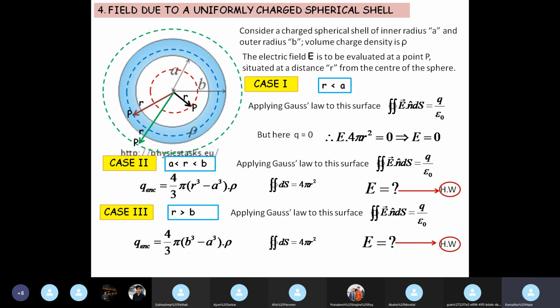So once again I want you to put these values in Gauss's law and find the value of the electric field. So you have two homework problems today, two small bits of work to be done. One is to find the electric field when r is between a and b for the shell, and two is to find the electric field when r is greater than b, that is outside the shell, in case of a spherical shell.